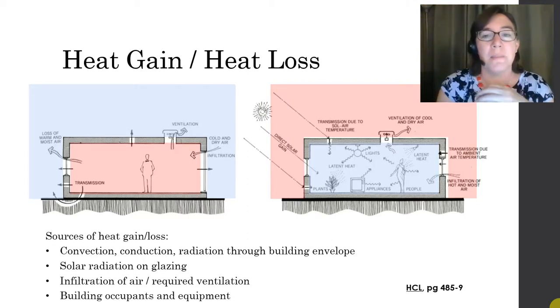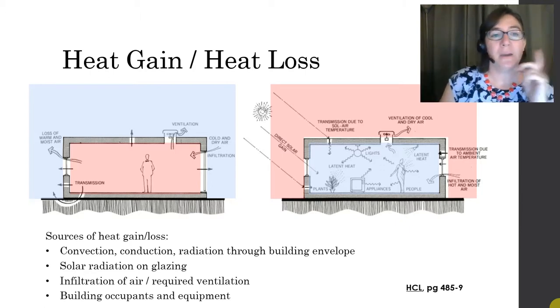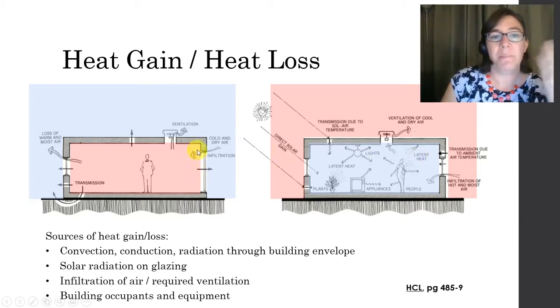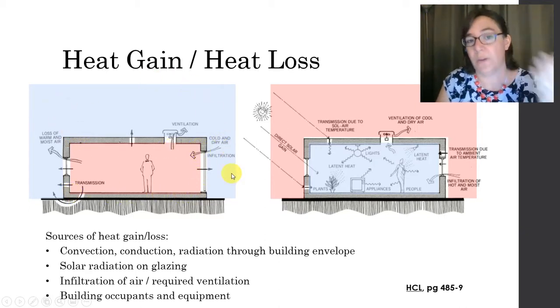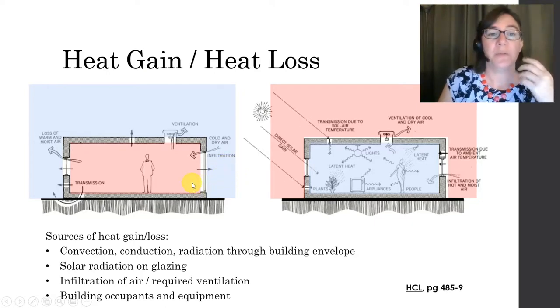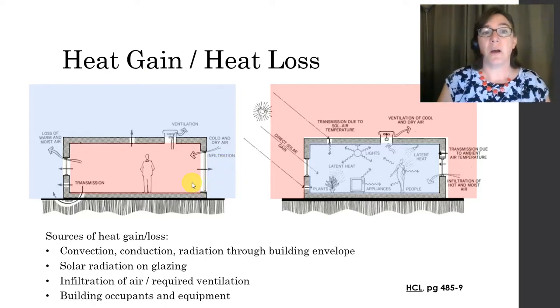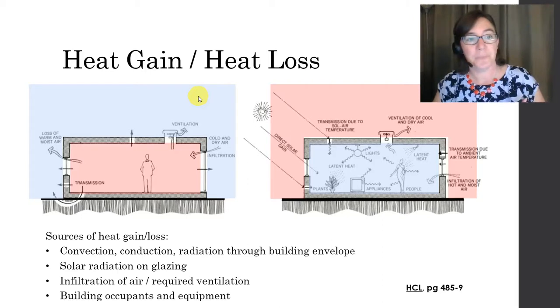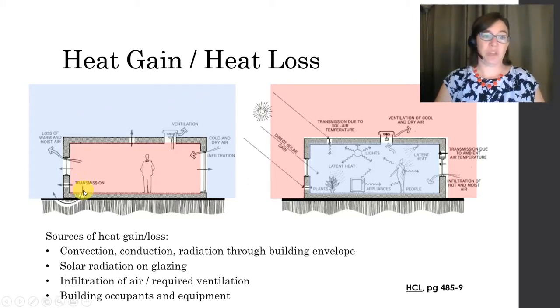So here are some illustrations from your textbook. On the left, we have a building that is warm inside and cold outside. Perhaps this is winter. And so some sources of heat loss are ventilation. When we ventilate air to the outside, that heat goes with it. And it says transmission. That's going to be your conduction of heat right through the building walls and floors. Finally, there's going to be some radiation of the heat through the glass.